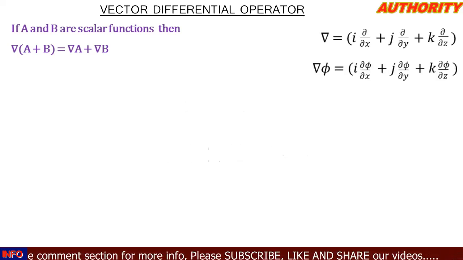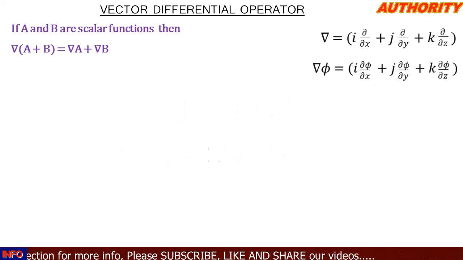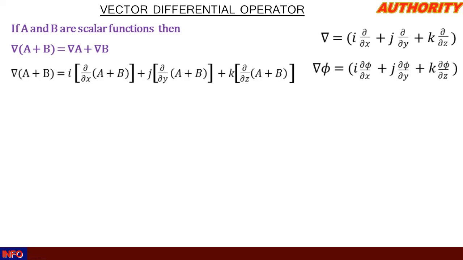Let's pick the first one, the left hand side. We have the gradient of A plus B. We want to show that this left hand side is equal to the right hand side. Going with the definition of gradient, when we say the gradient of A plus B, on I component we find the partial derivative with respect to x of A plus B, plus on J, the partial derivative of A plus B with respect to y, plus k component, the partial derivative of A plus B with respect to z.